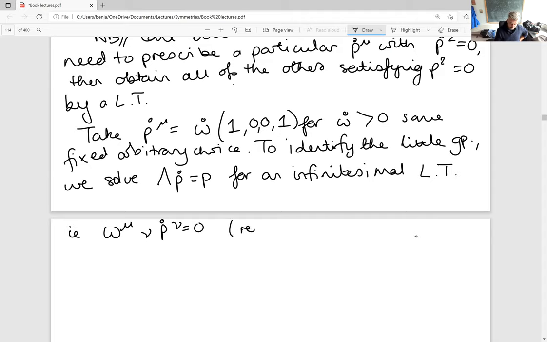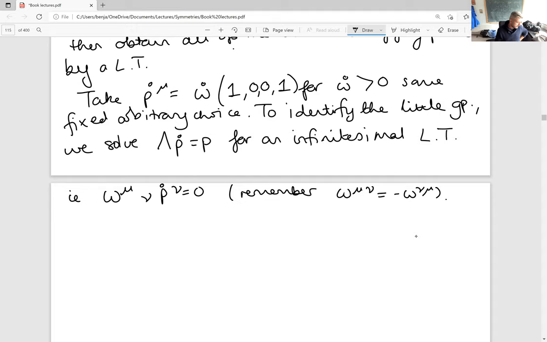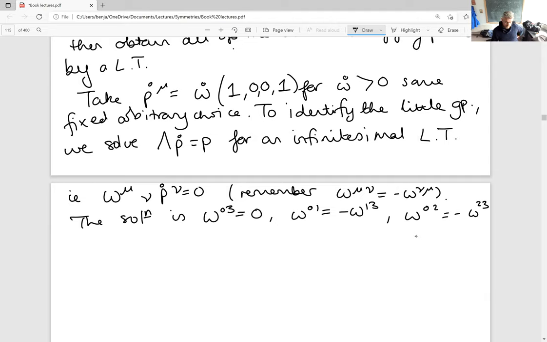So remember the antisymmetry of the omegas when either the indices are both upstairs or downstairs. Now, all we have to do is solve this for an antisymmetric omega mu nu. So we start off with six independent components of this antisymmetric matrix. And the solution you can check for yourselves or look in the book. Omega 03 is 0. Omega 01 is minus omega 13, and omega 02 is minus omega 23. And we also have omega 12 as a possible parameter. So the six initial independent parameters by this condition go to three independent ones.